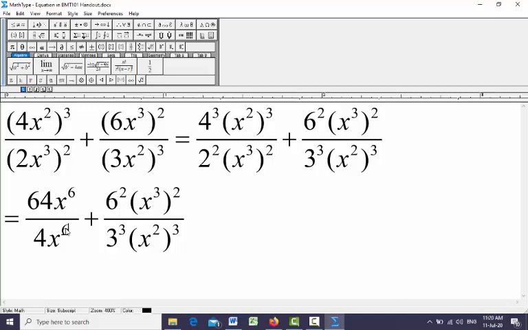Let me check again if I have written right or not. Yes, it's correct. So then again we have here 6 square. 6 square we can write as 36. Here we have x cube bracket square. So this power 3 and this power 2 will be multiplied together. So 3 multiplied by 2 is 6.